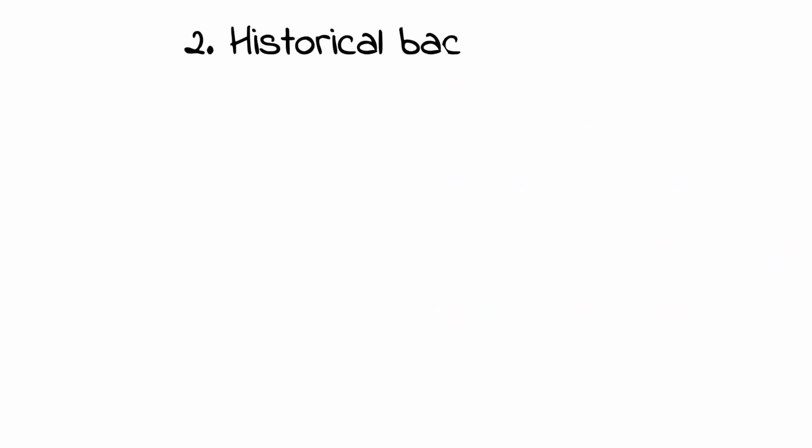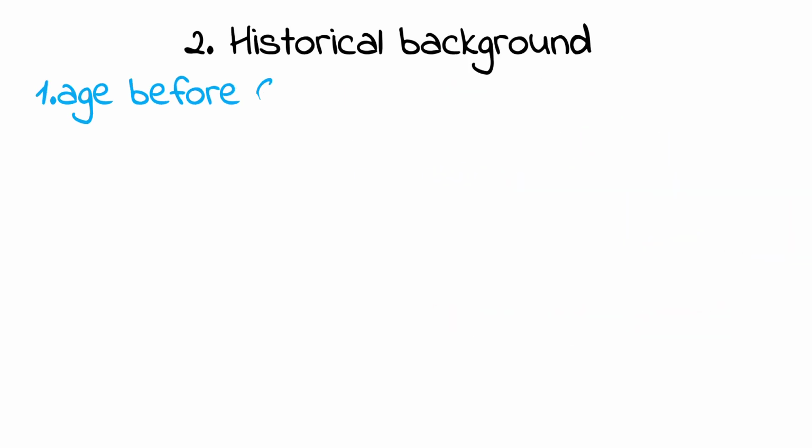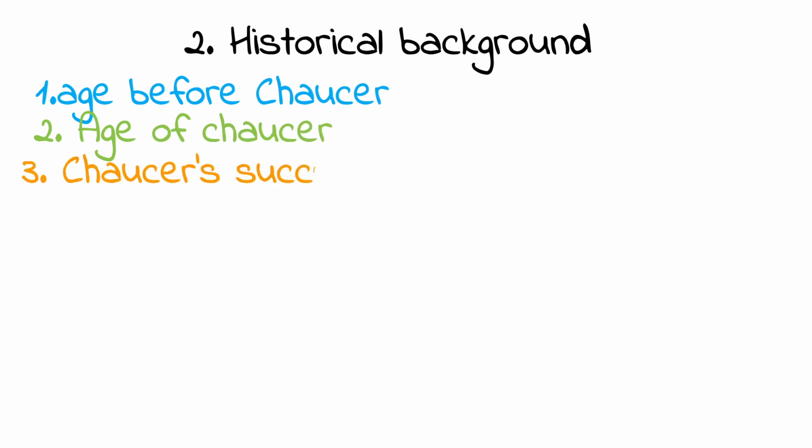Now this entire period of 500 years is divided in three parts. First is the age before Chaucer, second is the age of Chaucer, and last is the age after Chaucer, or Chaucer's successors.